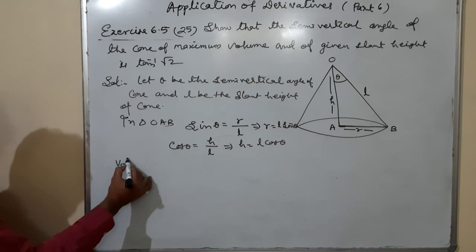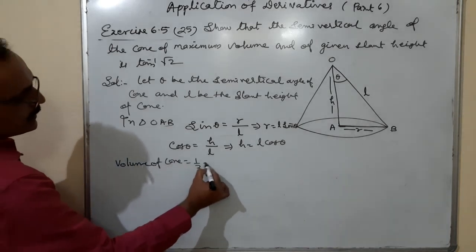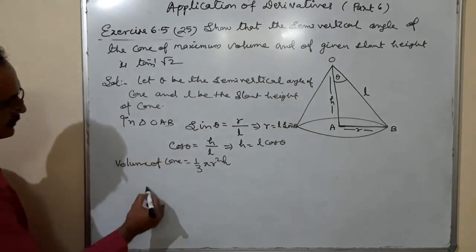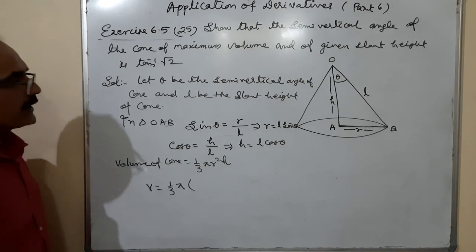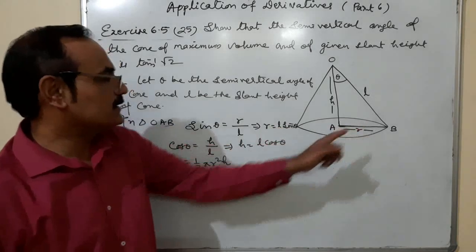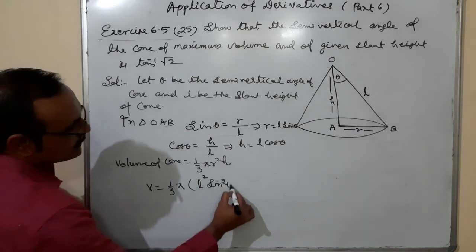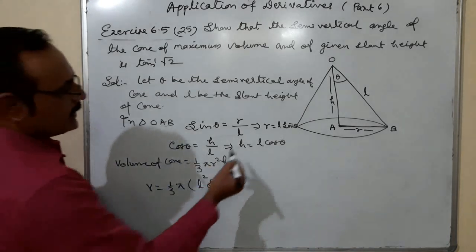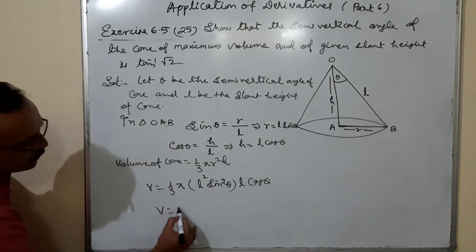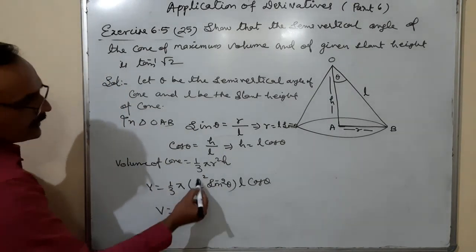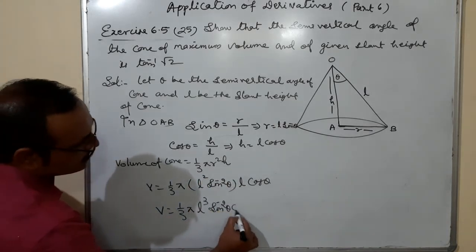Volume of cone is 1 upon 3 pi r square h. So V is equal to 1 upon 3 pi times the radius squared. What is the radius? L sine theta. So I write L square sine square theta into h, and h is L cos theta. So V is equal to 1 upon 3 pi L square into L, it is L cube sine square theta into cos theta.